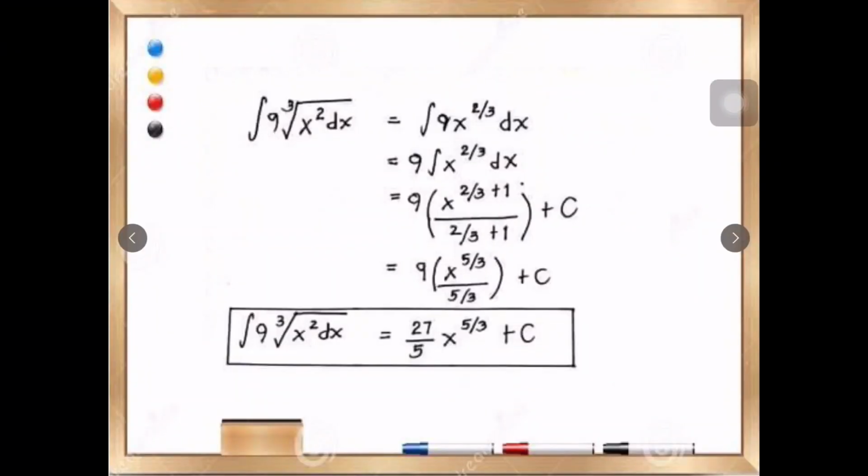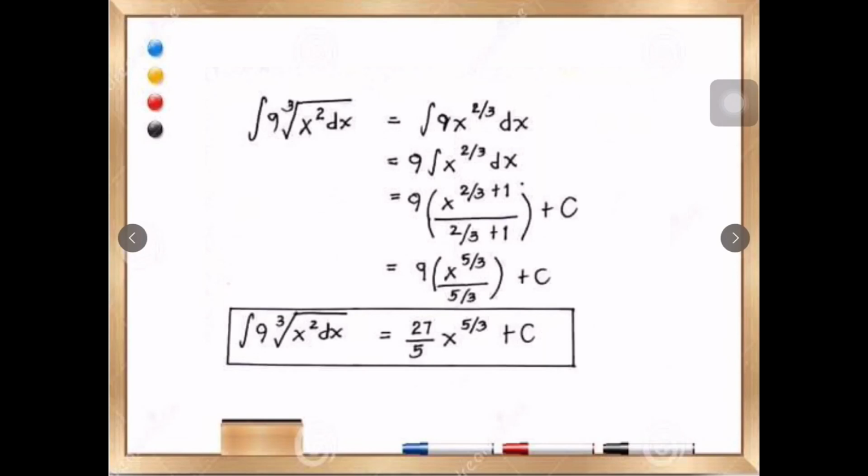Now, we will be continuing with part 2 of additional solved problems on evaluating indefinite integrals using the laws of antiderivatives. Let's start.